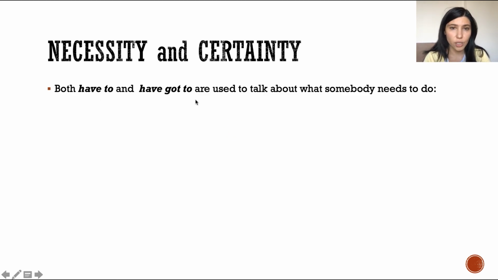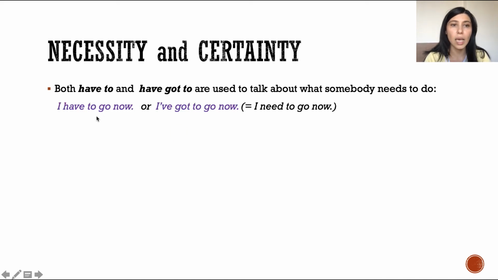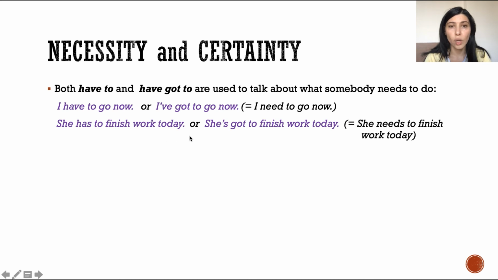Both have to and have got to are used to talk about what somebody needs to do. For example, I have to go now or I've got to go now. Both sentences mean I need to go now. She has to finish work today or she's got to finish work today. Both sentences mean she needs to finish work today. Mind that after have and have got, there's the word to followed by infinitive. In the same way, there's to plus infinitive after has and has got.